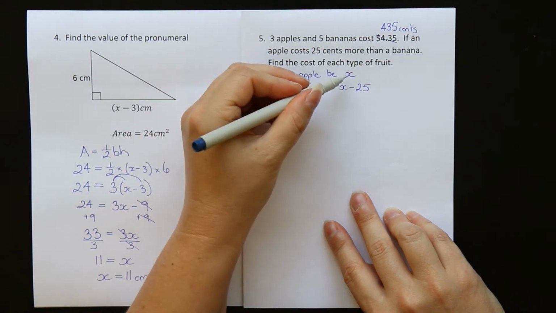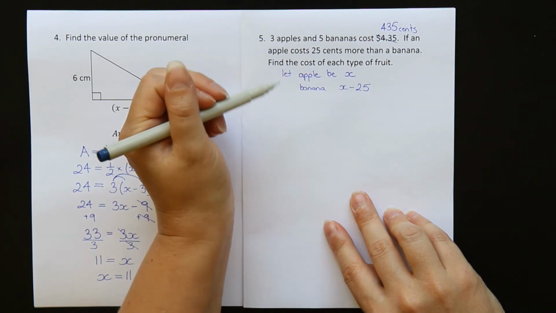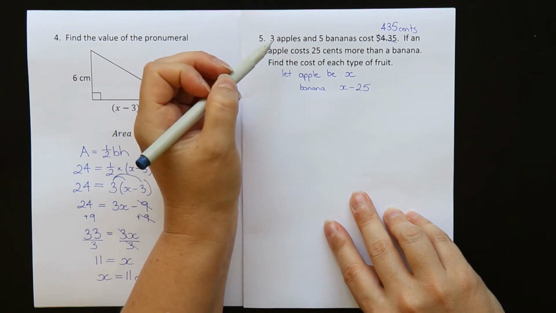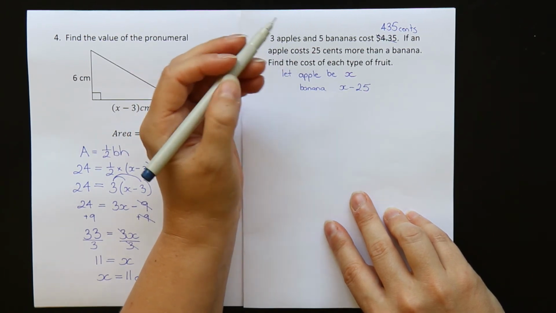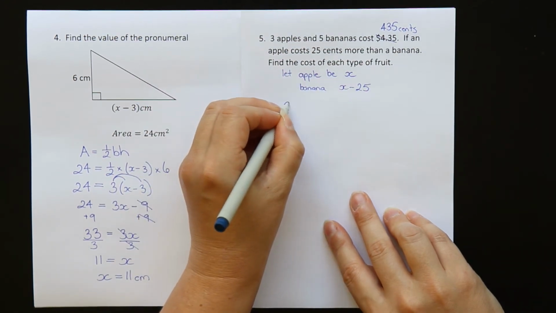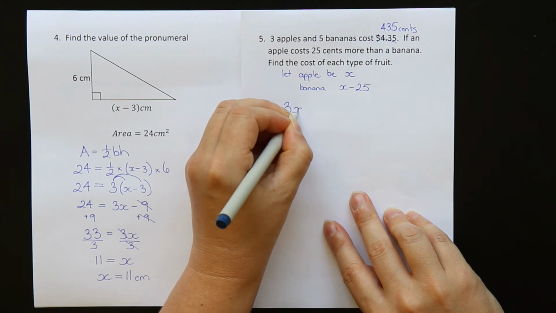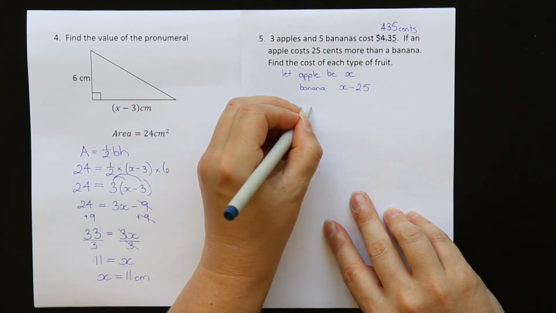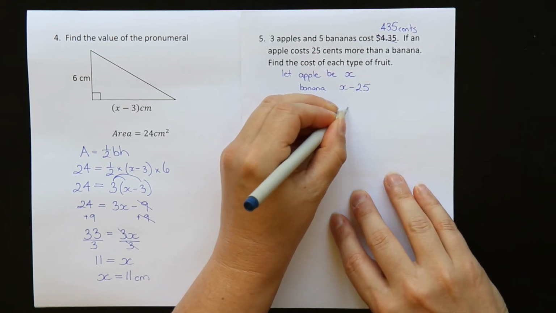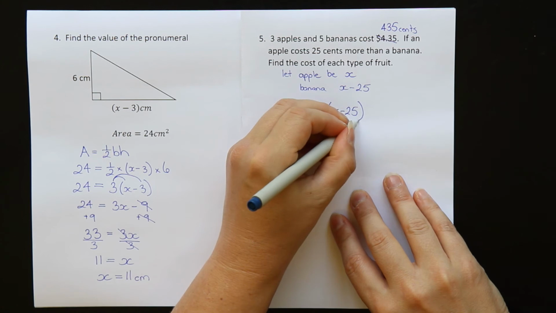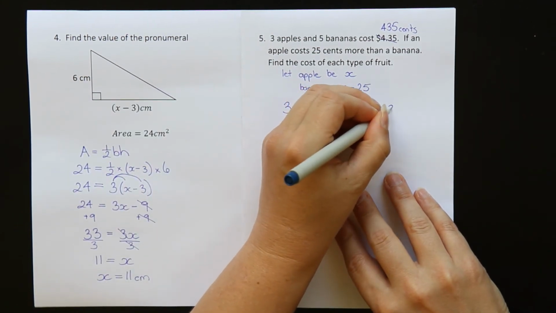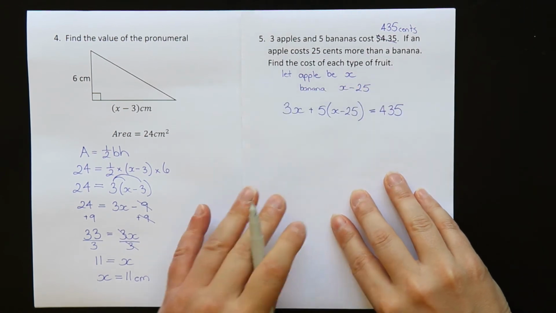Okay, so an apple costs x, a banana is x minus 25. Now, 3 apples and 5 bananas cost 435 cents. So 3 apples would be 3x, and 5 bananas, I would have to have 5 lots of x minus 25. It costs, or is equal to, 435 cents. So I've made my equation.